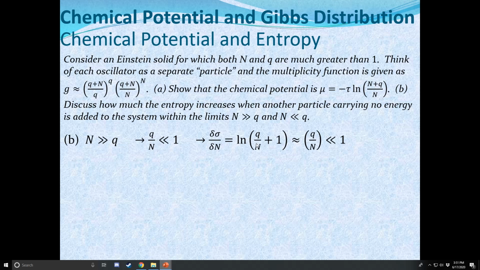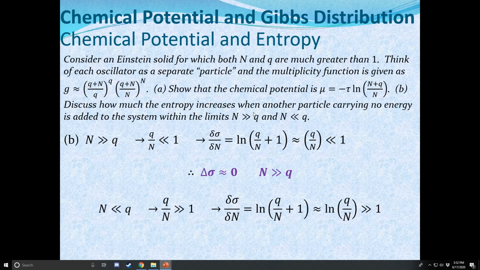So we end up getting q over N plus 1. Now, because of N being much bigger than q, we know that q over N is a very small number. So this actually just simplifies to being equivalent to this, q over N being much less than 1. So this is essentially just 1, or delta sigma is approximately equal to 0. All right. So this is the first case, for N much bigger than q. So the whole entropy change will be fairly small.